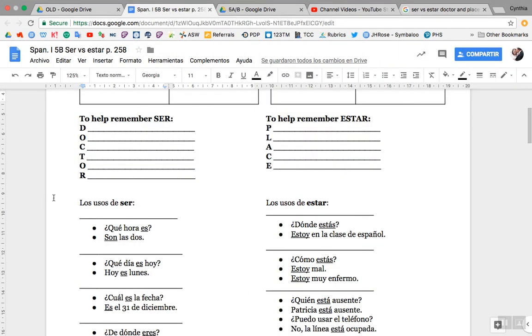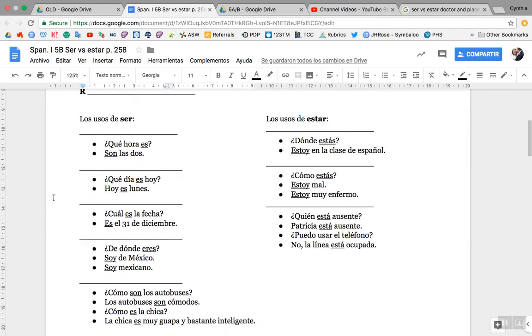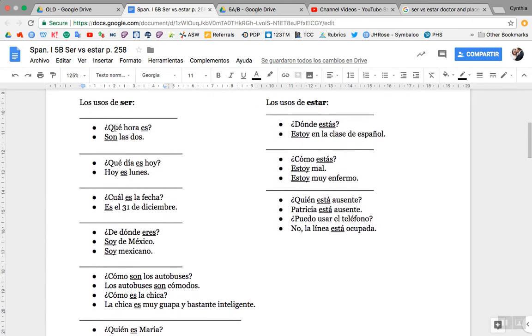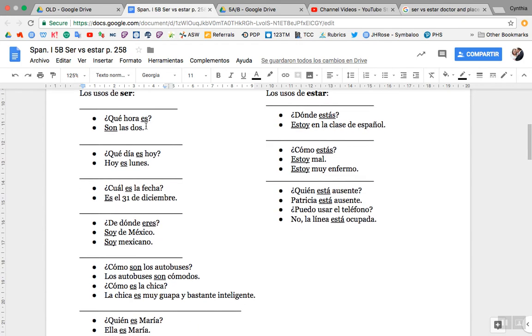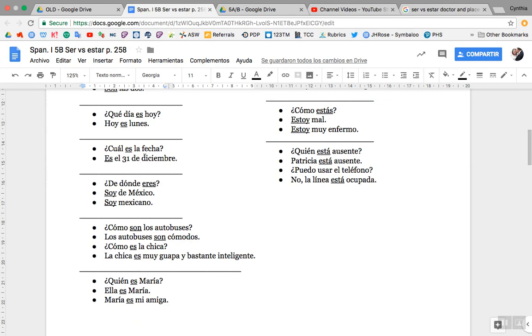All right. Welcome back. We're going over to the notes, and we're going to fill in the top blank up here. So, los usos de ser, the uses of ser, los usos de estar, the uses of estar over here on the right. For the uses of ser, the two examples we're given are ¿Qué hora es? Son las dos. So this is for time, T-I-M-E, the time. ¿Qué día es hoy? Es lunes, that would be the date. ¿Cuál es la fecha? That's also date.